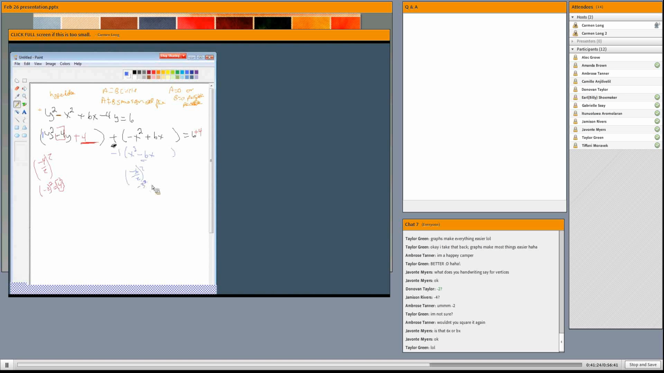Now I'm ready to write as a perfect square trinomial. So we've got y minus 2 squared on that term, and this term is it's not a it is a hyperbola. It's just a weird hyperbola.